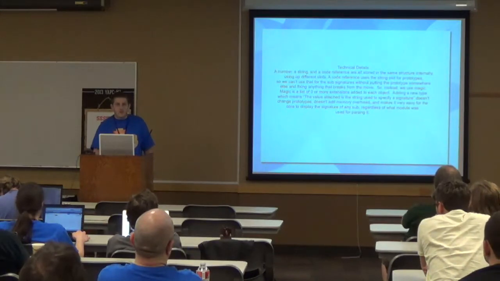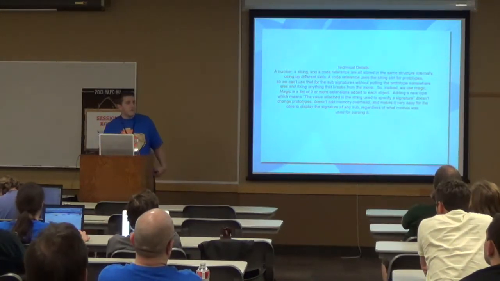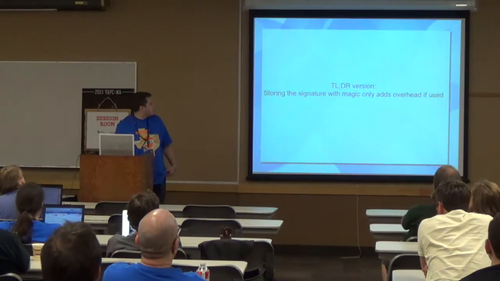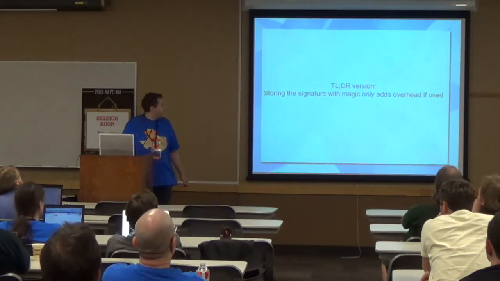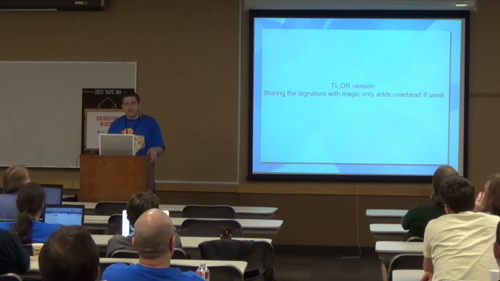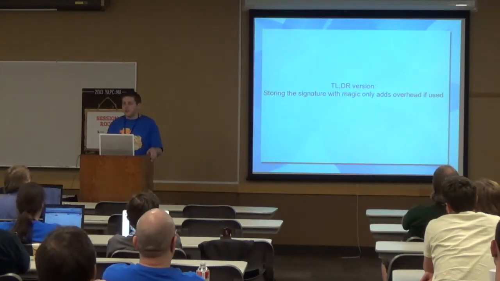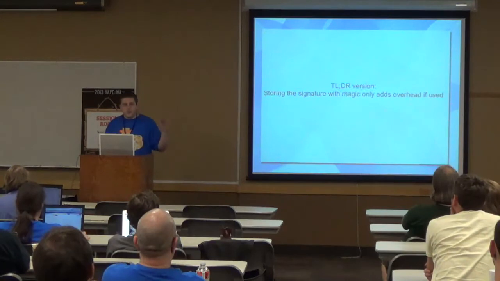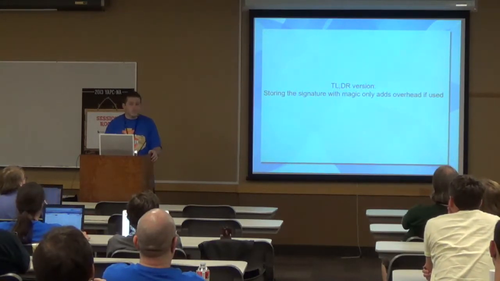And this goes into why we were talking about magic. I don't know how many people are familiar with it, and I don't want to read it, so TL;DR. Storing the signature with magic is really simple to do in the core. It doesn't change any structures. It doesn't add any overhead. We do it in so many other places already, so it doesn't really complicate things.